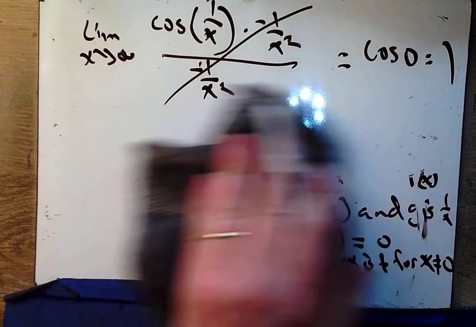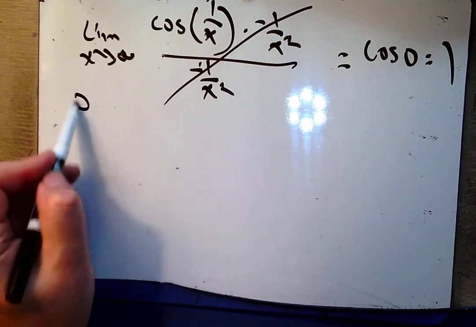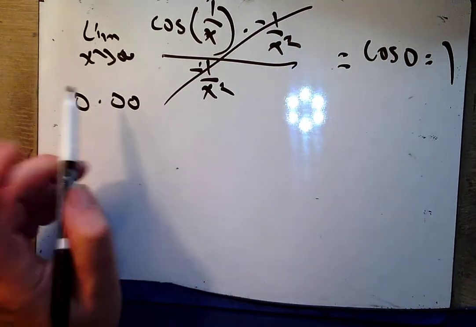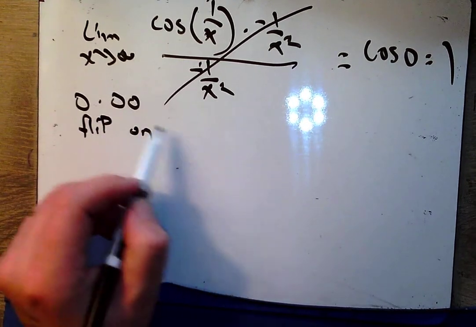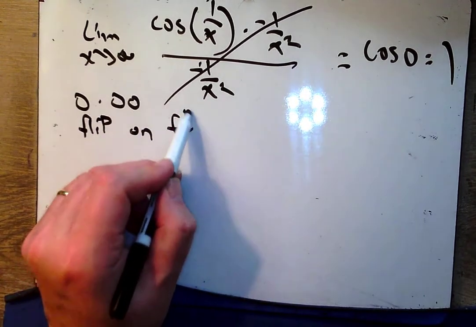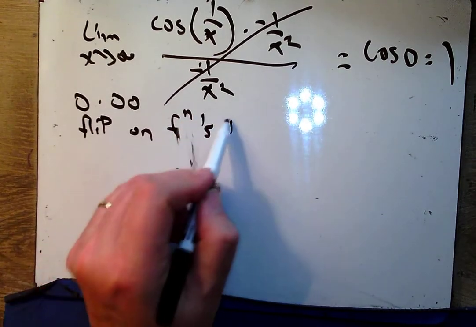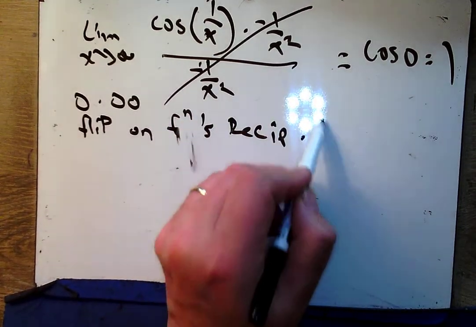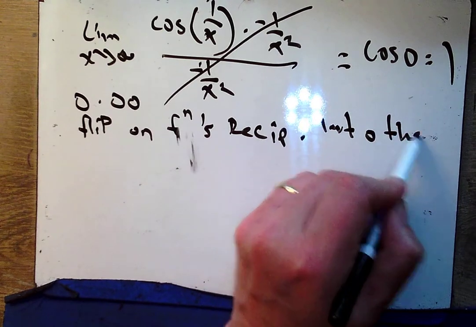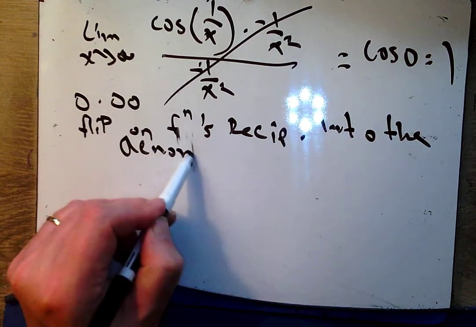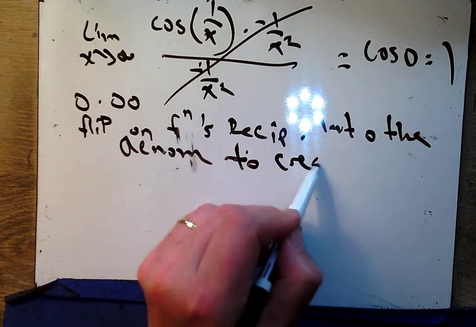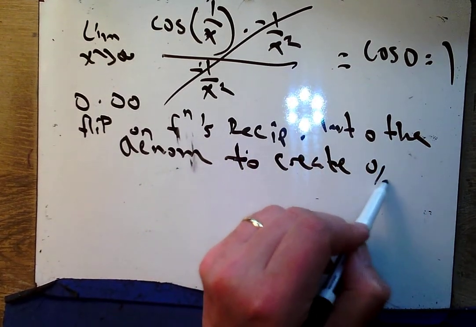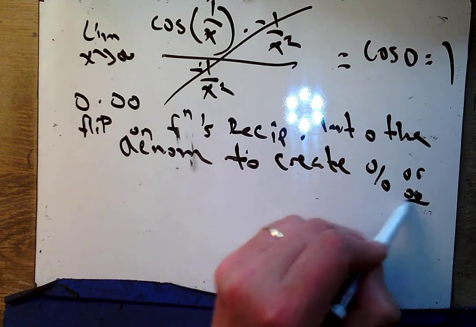Done, done, done. So when you have 0 times infinity, flip one function, reciprocal, into the denominator to create 0 over 0 or infinity over infinity.